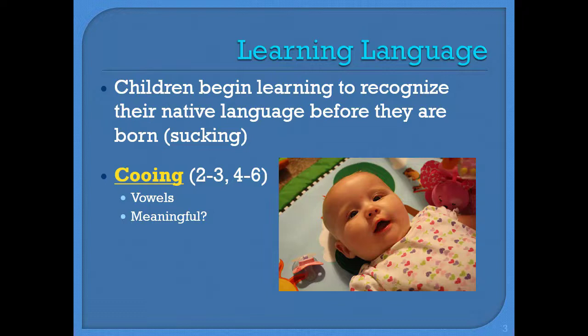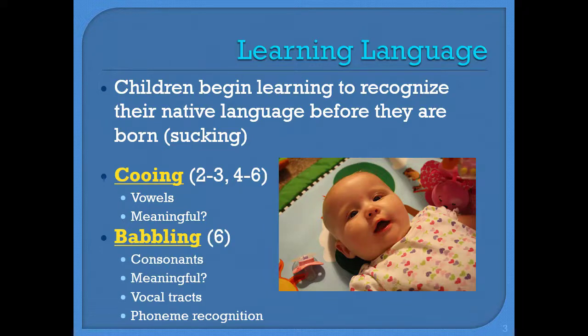So in that video of cooing, you heard long strings of vowels. Remember, these are meaningless. Babbling usually begins at around 6 months of age. This is the addition of consonants. So for example, ba, ba, ba, or ma, ma, ma. And babbling is in fact intentional vocalization, but it still lacks specific meaning.